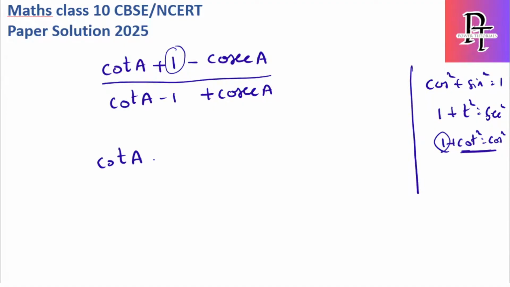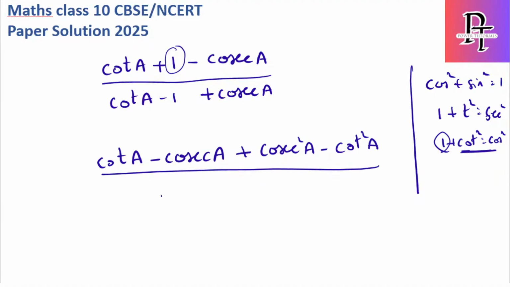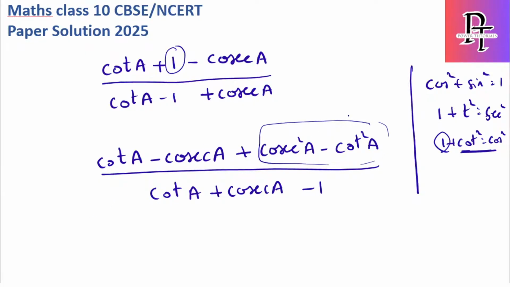So cot a minus cosecant a plus cosecant square a minus cot square a, by, let's keep the denominator as it is. Just I will move 1 to the right side in the last step, cosecant a minus cot a plus cosecant a minus 1. Okay, if you notice, this is nothing but a square minus b square. So a square minus b square is a plus b into a minus b. So simply I will take common cosecant a minus cot a.